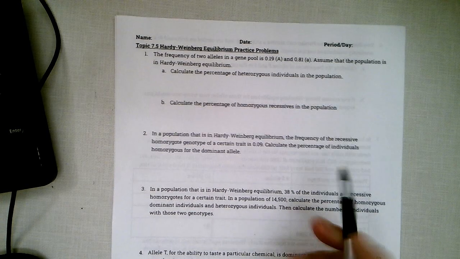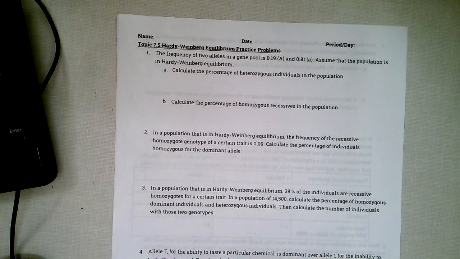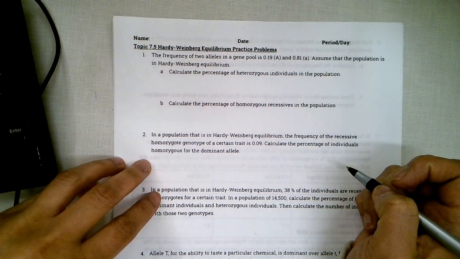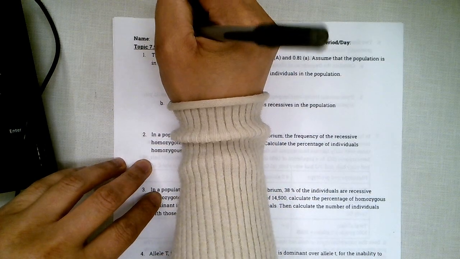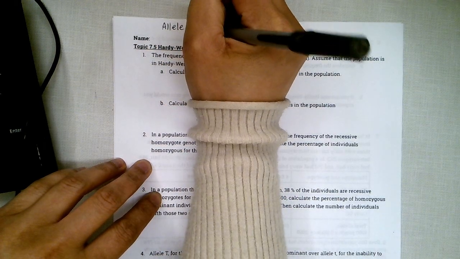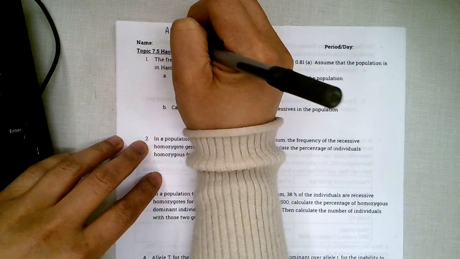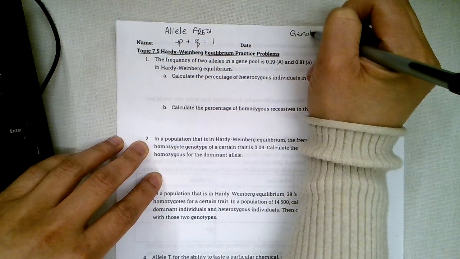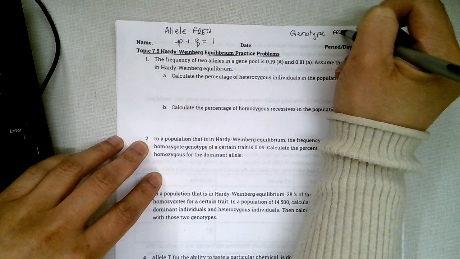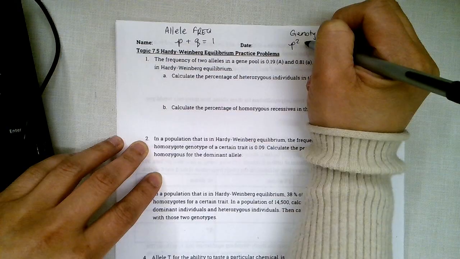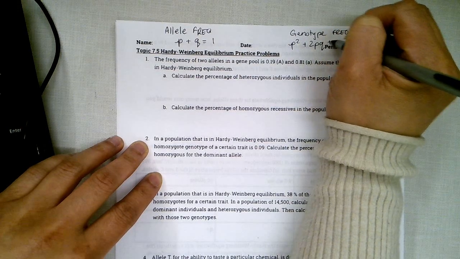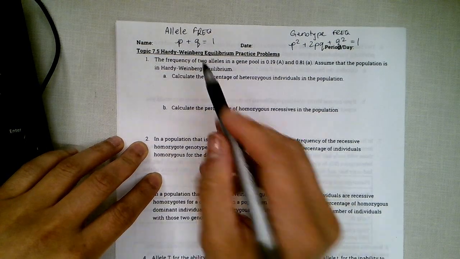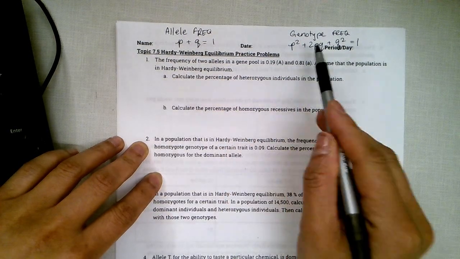Alright, so we're taking a look at the Hardy-Weinberg equilibrium practice problems. And remember, there are two different types of equations we're going to take a look at: the allele frequency equation, which is P plus Q is equal to 1, and the genotype frequency equation, P squared plus 2PQ plus Q squared equals 1. So you have to take a look at what you are being asked. Are you asked about alleles or genotypes?